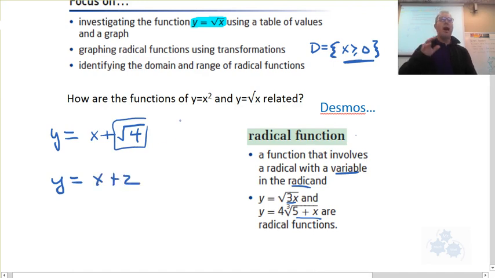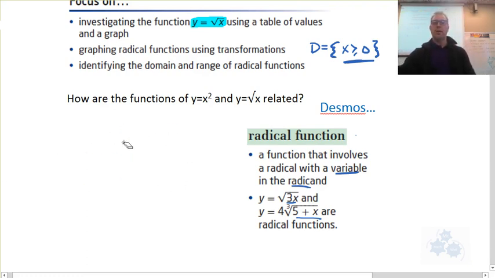So you have to have the x, or an x, doesn't have to be the only one, but the x has to be underneath the radical sign in order for it to be considered a radical function. Okay, I hope you can see that. So that's point number one. We're going to graph these radical functions. We're going to talk about domain and range as well.